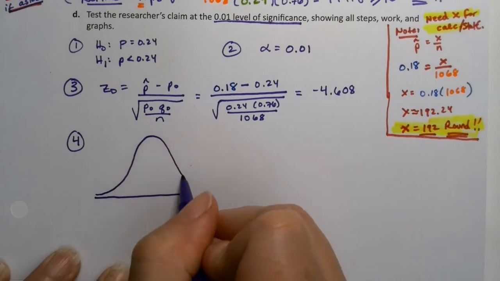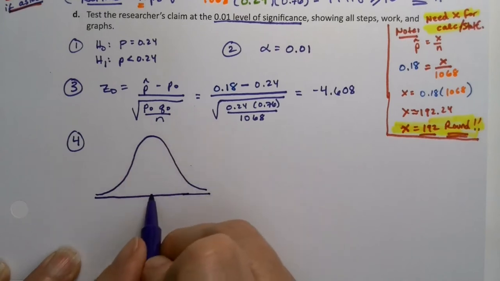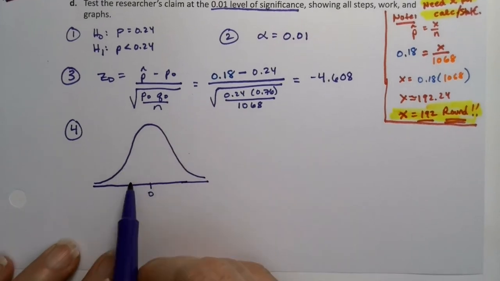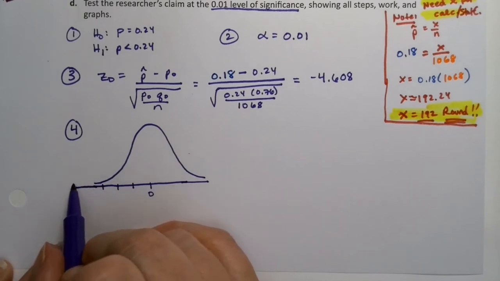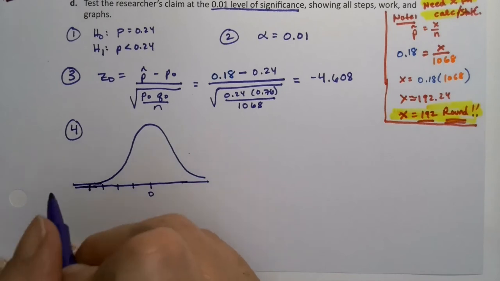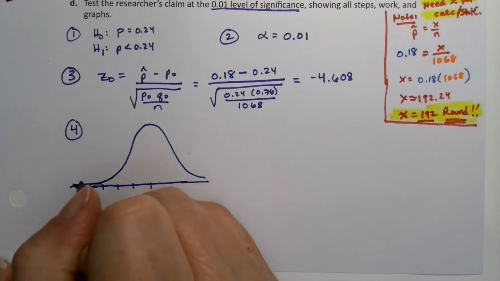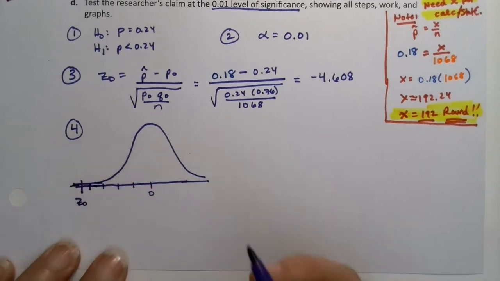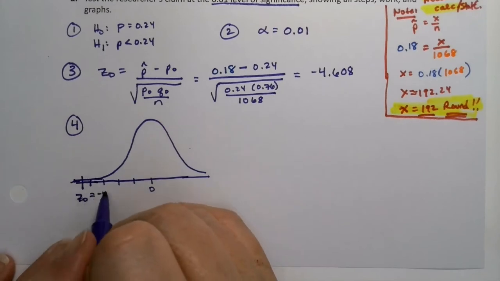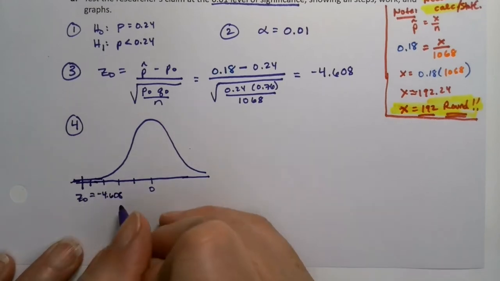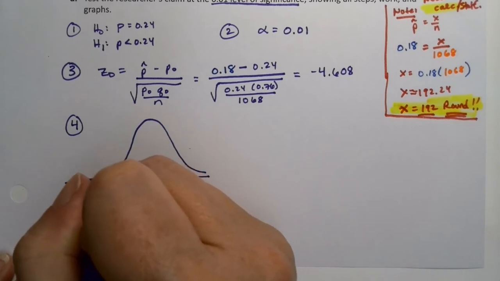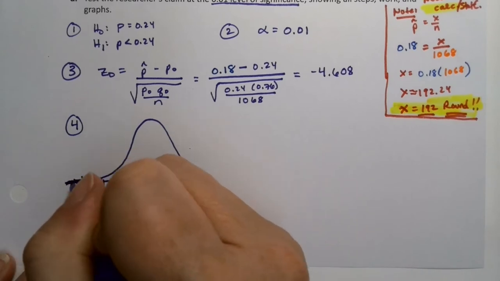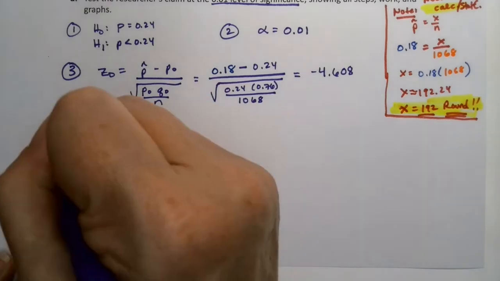Here's my normal curve. Remember, this is 0. And then the inflection point is at negative 1. And then, right, so here's negative 1. Here's negative 2. Here's negative 3. We're at negative 4.6. So here's negative 4. So negative 4.6 is like here. That's Z0, which is negative 4.608. Yes, label it. Then that itty bitty bitty tail, which is basically super, super small. That's your p-value.